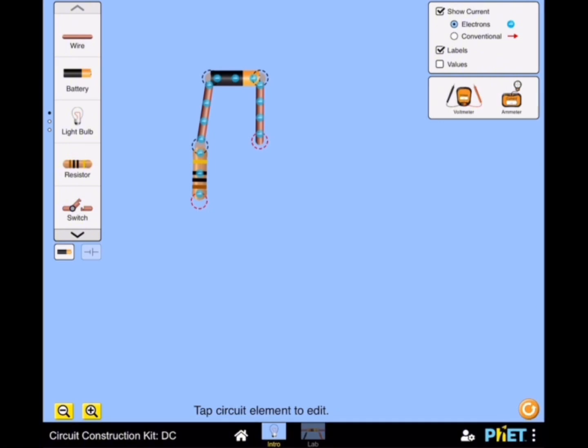Next, I'll be adding our output, which is a light bulb, and connecting it with a wire. After I've connected the circuit, it is fully connected. You can see an electron moving through the circuit. It is also known as a current.